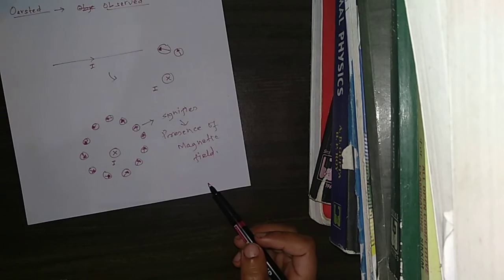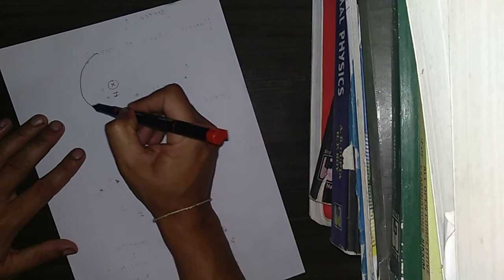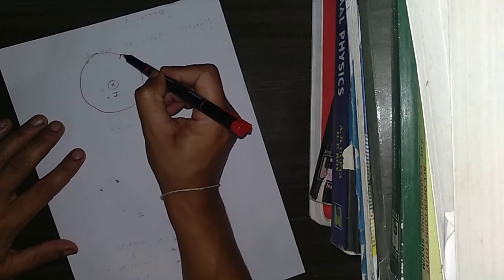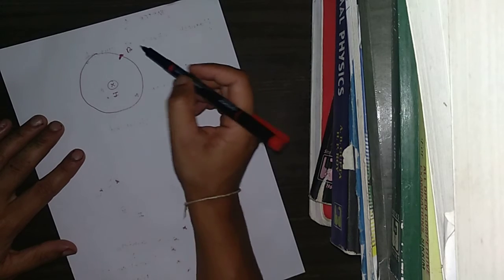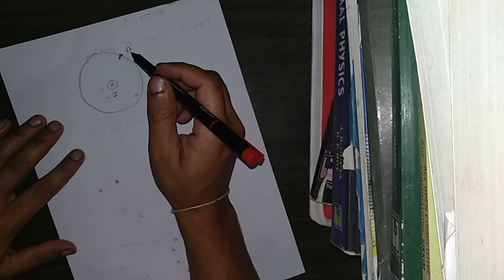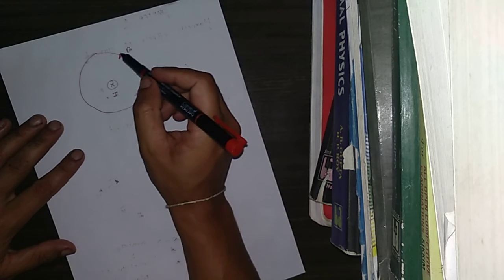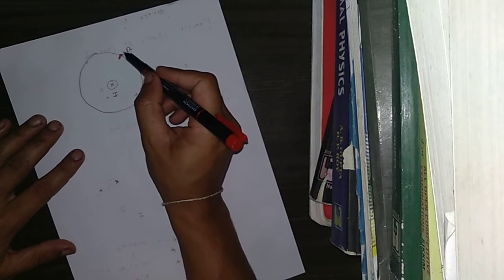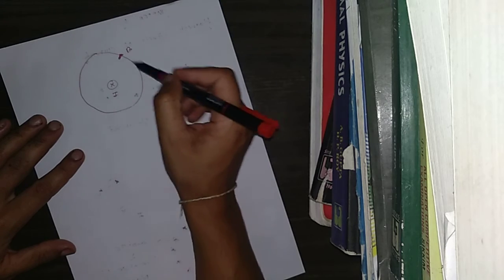That means what he concluded was, if there is a current carrying wire, there is some magnetic field, which I represent by B. In and around a current carrying wire, there is a magnetic field associated with this particular current carrying wire.